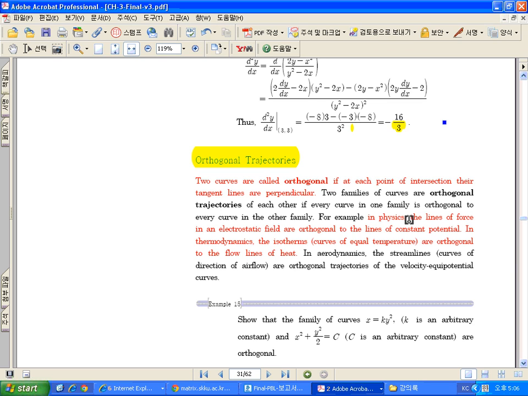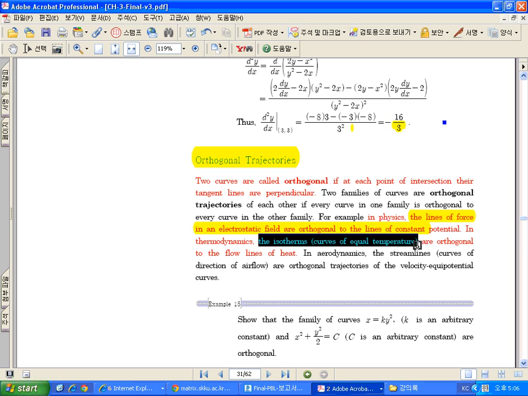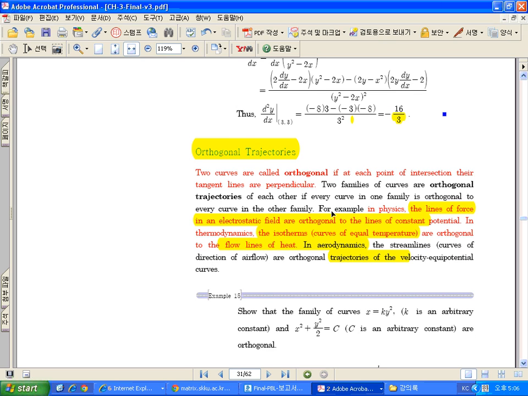For example, in physics, the lines of force in an electrostatic field are orthogonal to the lines of constant potential. In thermodynamics, the isotherms, the curves of equal temperatures, are orthogonal to the flow lines of heat. In aerodynamics, the streamlines are orthogonal trajectories of the velocity equipotential curves. So this concept of orthogonal trajectory has many applications in physics and aerodynamics, etc.